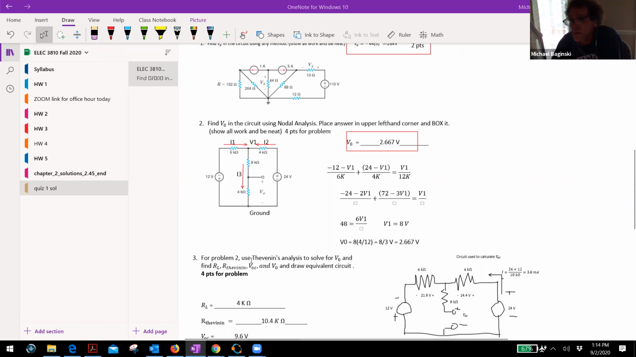Everyone? Okay, next, you have to find the open circuit voltage. For this one, remember, the 4K is removed, so there's no current flowing through the 6K. To get the open circuit voltage, I'm going to go from the negative to the positive terminal, knowing there's no voltage drop across that 8K. Here's how I did it.